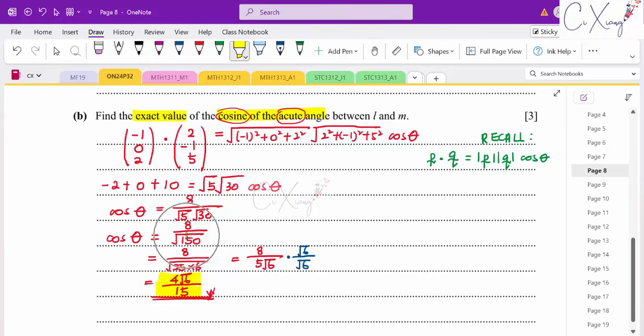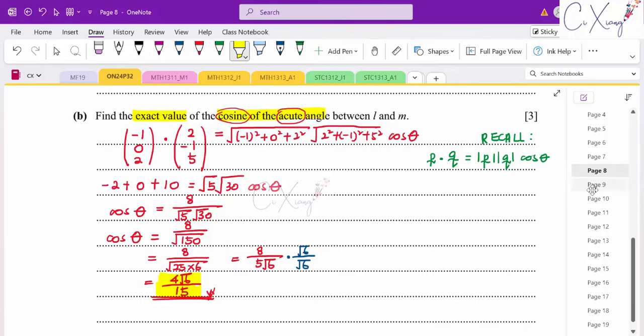Some students might want to keep the answer in this way, also can. Some students might want to keep the answer like this, also can. But to me, I think it will be better if you change it into this form. I think the marking scheme, they did accept these two answers also, right? Okay, so this is what we have for part B. The cosine of the acute angle theta between the line L and also line M.